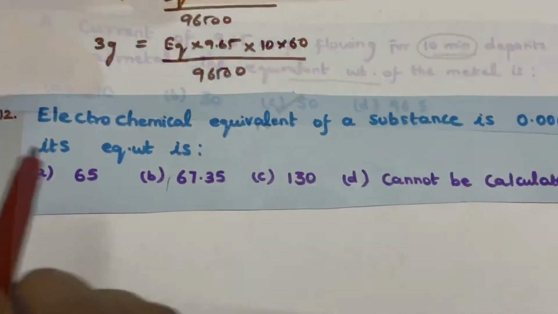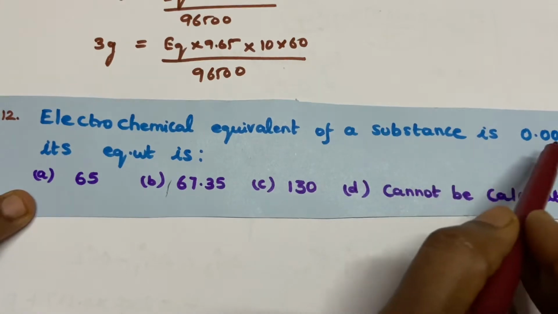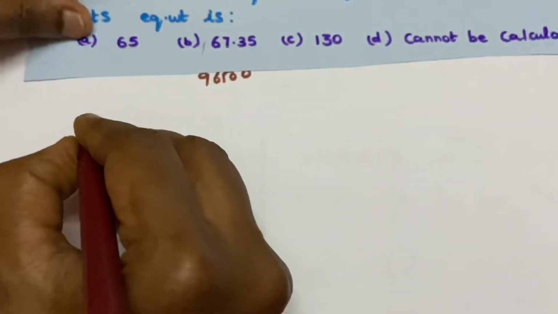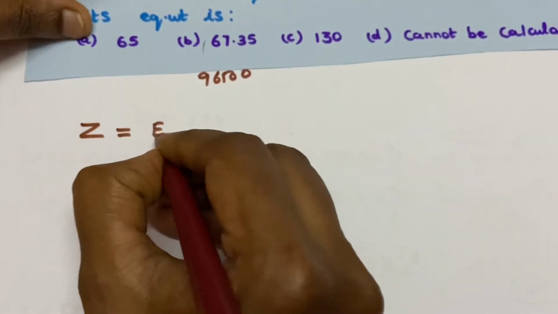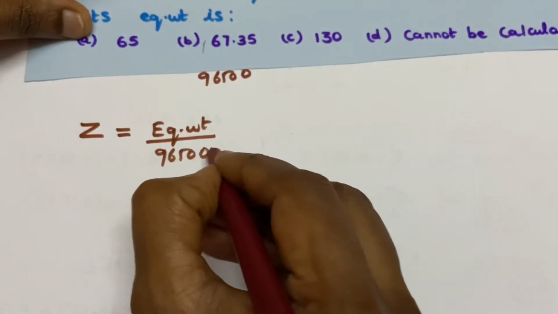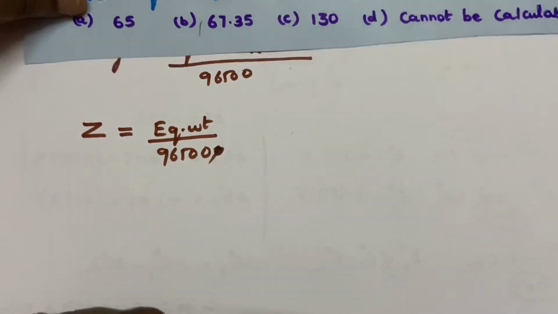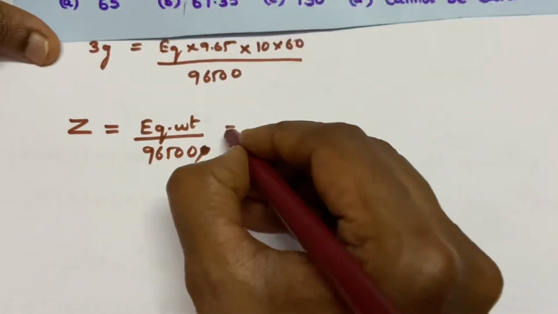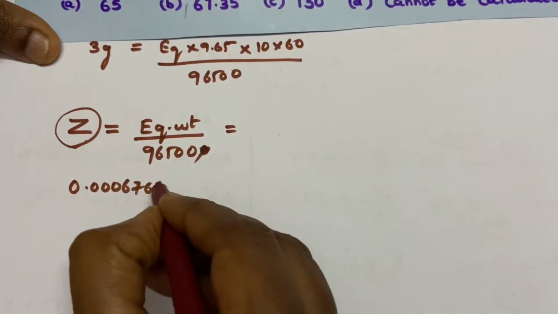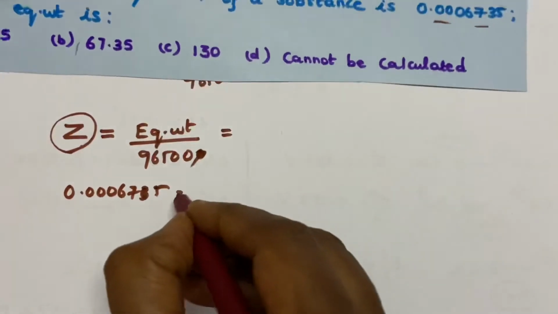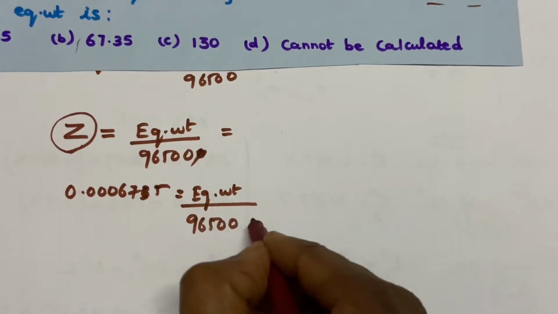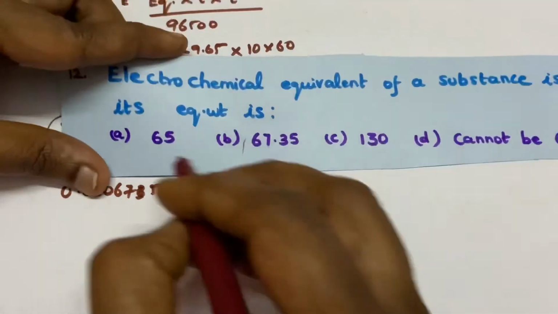Okay, students. So next question: electrochemical equivalent of a substance is this much. Its equivalent weight. What is electrochemical equivalent, students? Electrochemical equivalent is Z. What is the relation? Z equals equivalent weight divided by 96,500. This is electrochemical equivalent. So the electrochemical equivalent, its value is given, which is 0.6735. The equivalent weight you have to find out. So 96,500 coulombs is already given. If you solve this, you will get the answer.